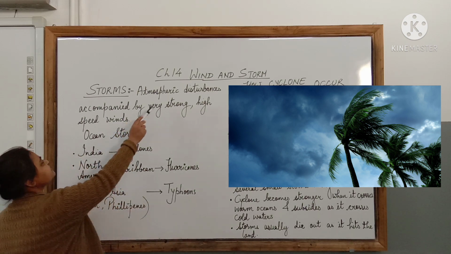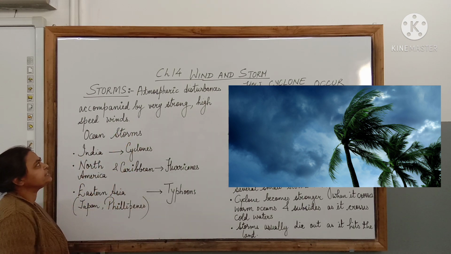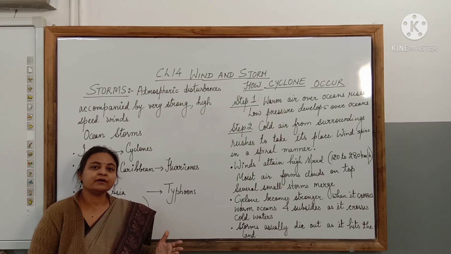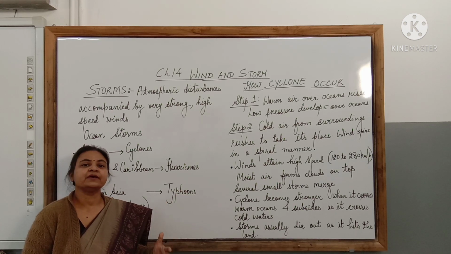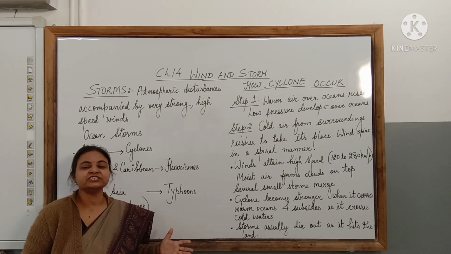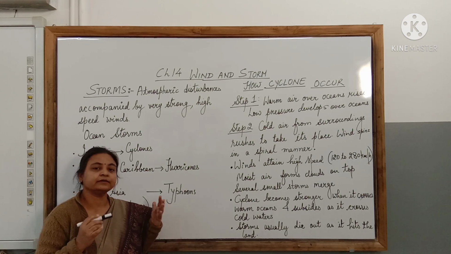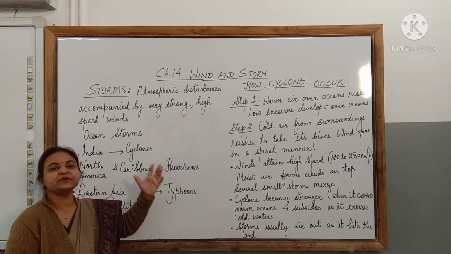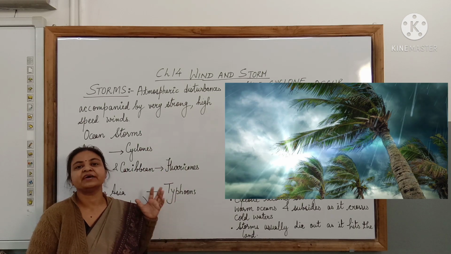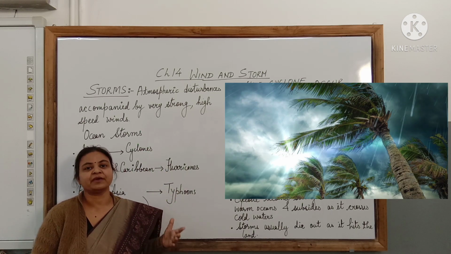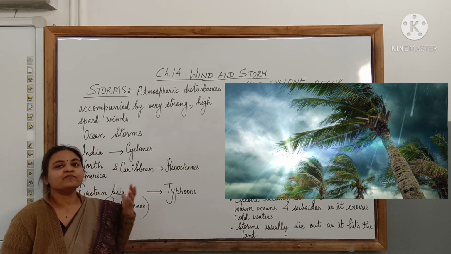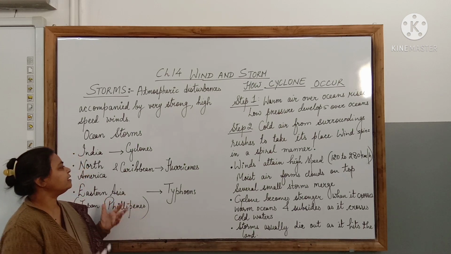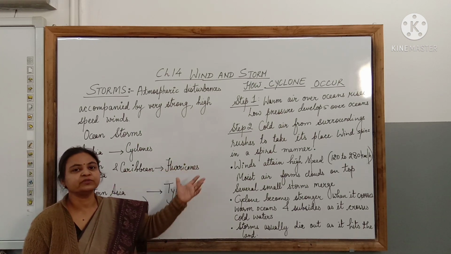A storm is an atmospheric disturbance accompanied by very strong high-speed winds. During a storm, especially a cyclonic storm, the atmosphere changes completely. The clouds cover the sky. The high-speed winds are also accompanied by rainfall and they cause a lot of damage. So let us see what these cyclones are, how they are named, how they are formed, and so on.